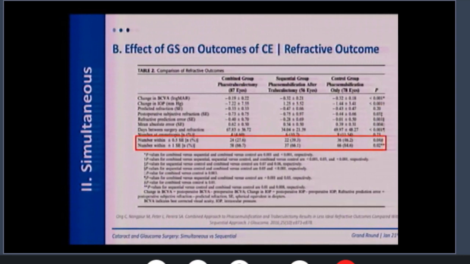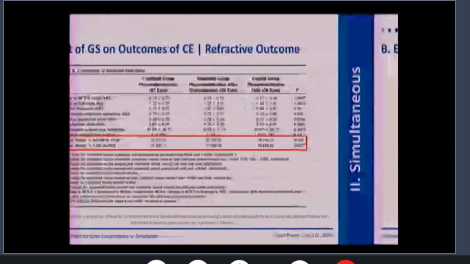And the reason behind that is that trabeculectomy actually alters the ocular biometry, the sclera, the corneal curvature, and the axial length itself. So all the IOL calculation formulas are not that accurate, even if you do it afterwards.